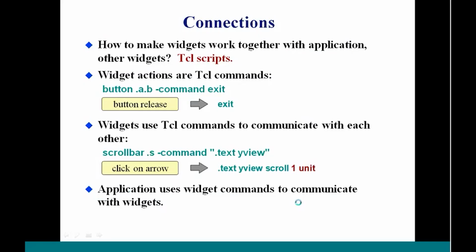Today we will also learn about these connections and probably stop at that point. I think we'll continue with bindings in the next class. The questions about connections are how to make widgets work together with an application and other widgets. This is the whole purpose of Tcl. We put the Tcl commands and then it should work there. The widget actions are Tcl commands. For example, the button a.b dash command exit. The button release is kept there, and every time you press it, the program just exits.